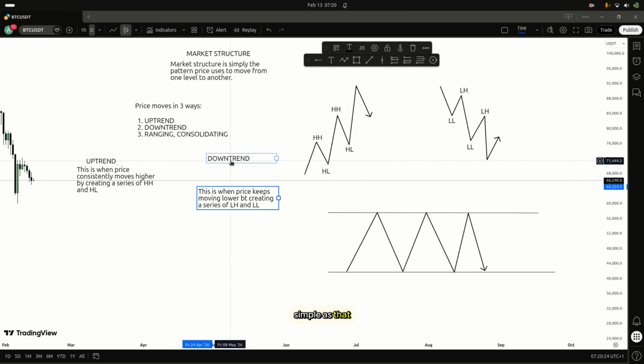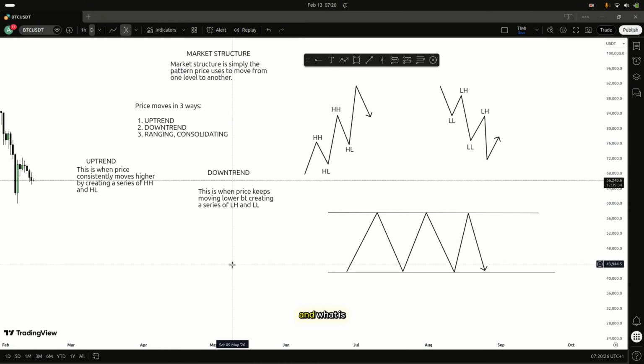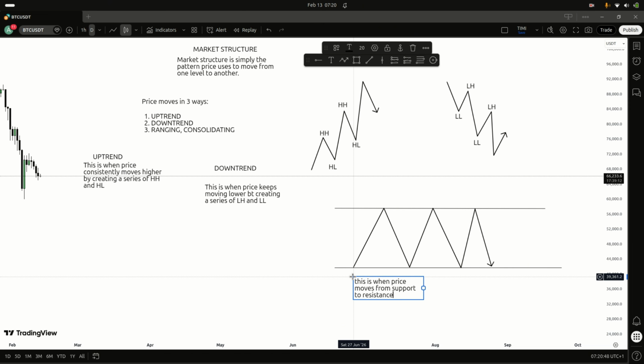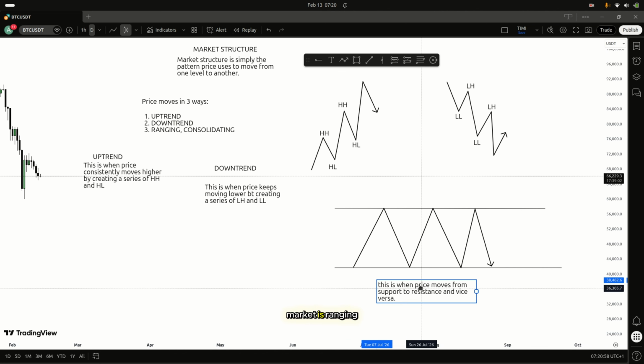It is as simple as that. So this is what a downtrend is. And what is a ranging market? Like I said, a ranging market is when price moves from support to resistance and vice versa. So this is what a ranging market is.